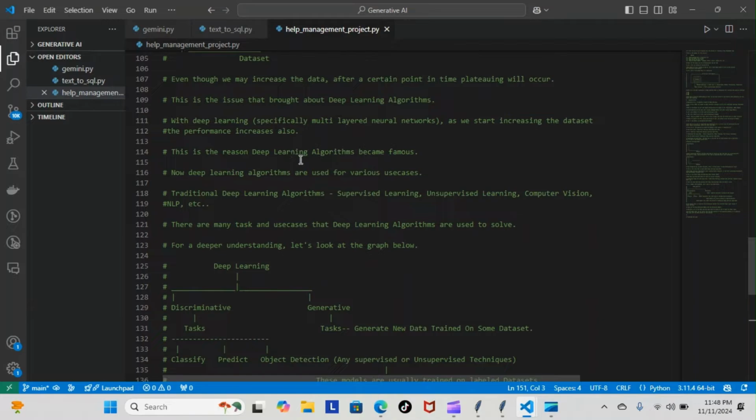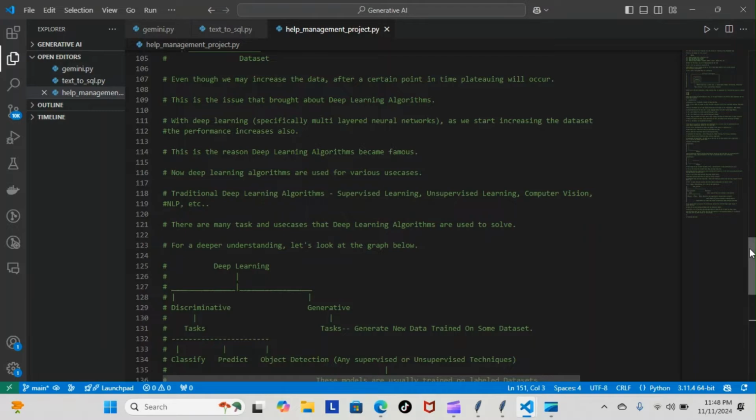So this is the reason deep learning algorithms became famous. Now, deep learning algorithms are used for various use cases: traditional deep learning algorithms, supervised learning, unsupervised learning, computer vision, NLP, etc. There are many tasks and use cases that deep learning algorithms are used to solve. For a deeper understanding, let's take a look at the graph below.